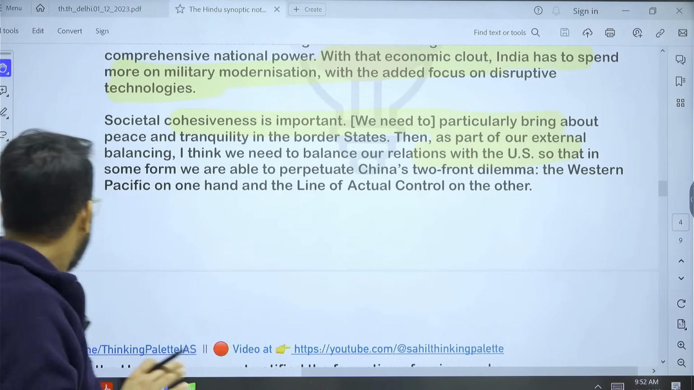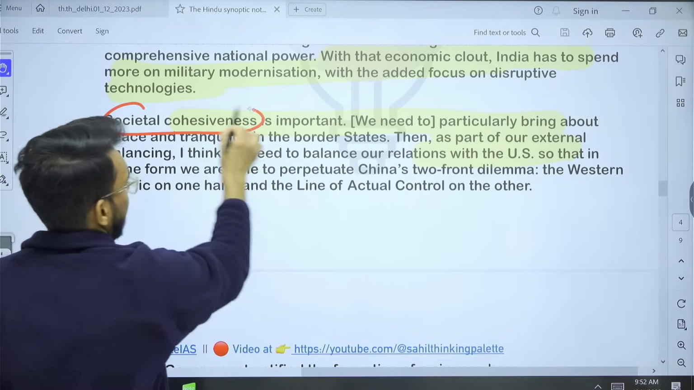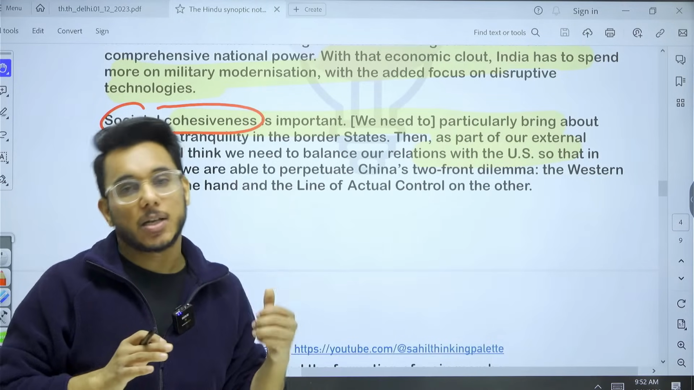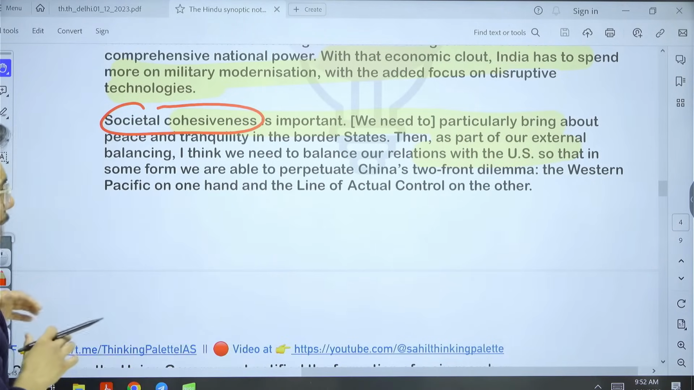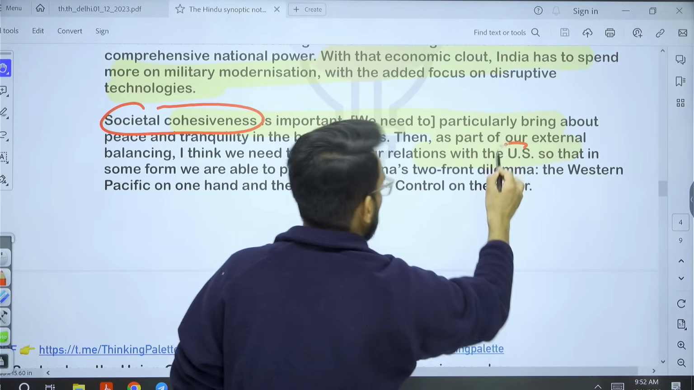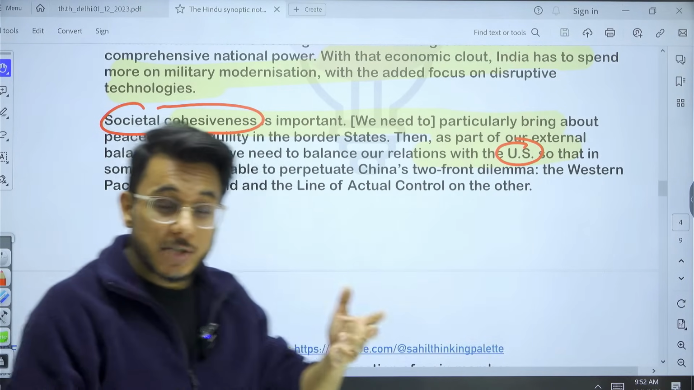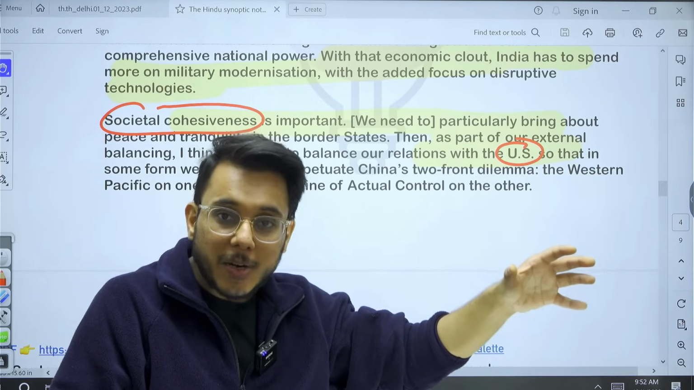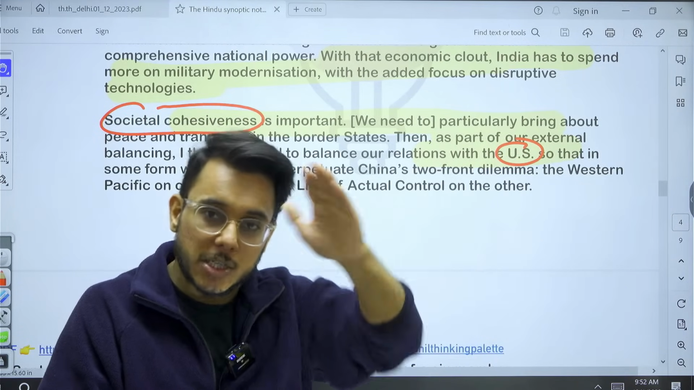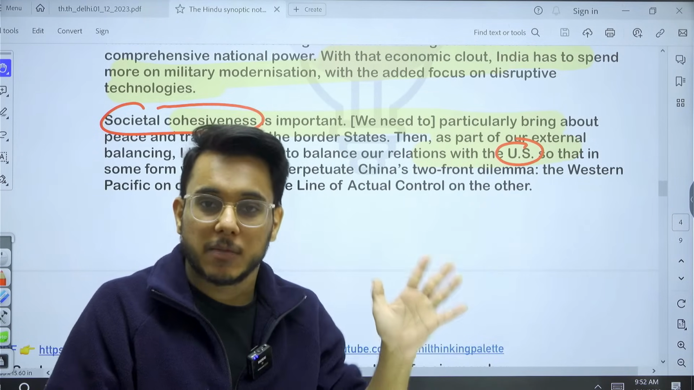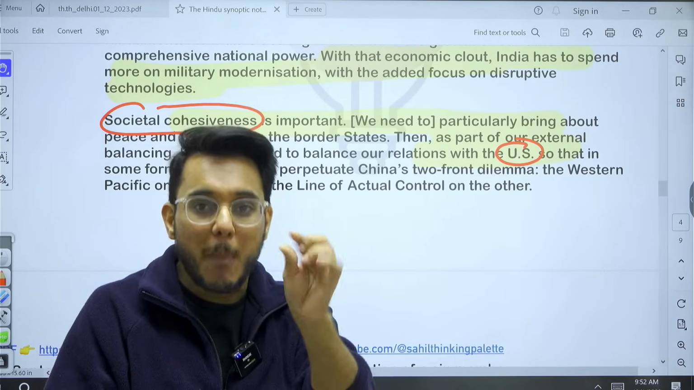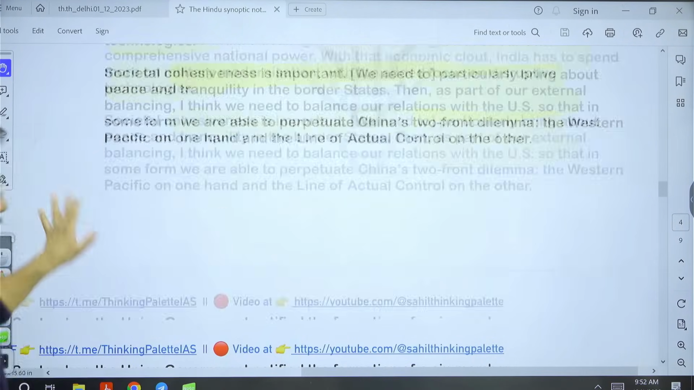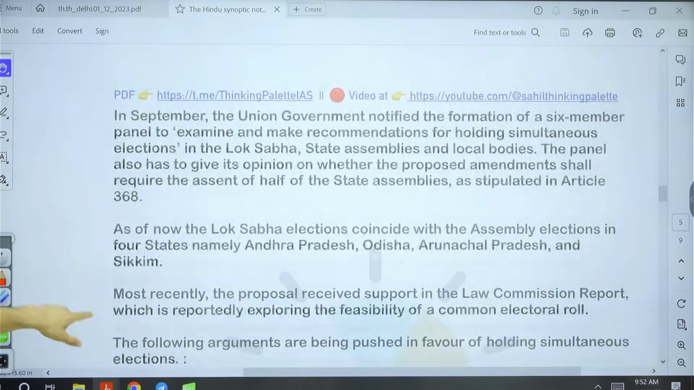What do we have to do internally? There needs to be societal cohesion internally, so that we are better equipped to deal with external challenges. And second, when we talk about external balancing, we need to ensure that we balance out the relations with US and China in a very careful manner. For example, if we have very good relations with the USA itself, it will counter China, it will become a deterrent in the mind of China. So very craftily we need to balance out our relations with the US and China at the same time. Okay, so this is all about this particular article. And now moving to the next article.